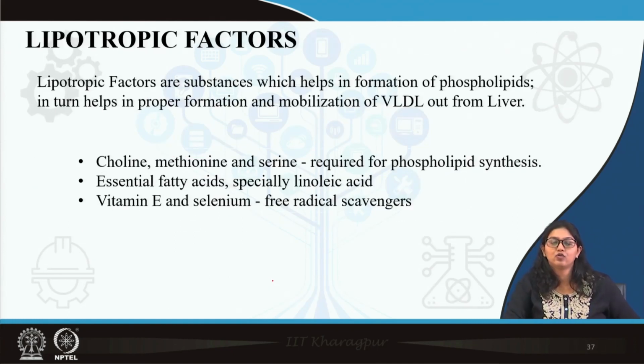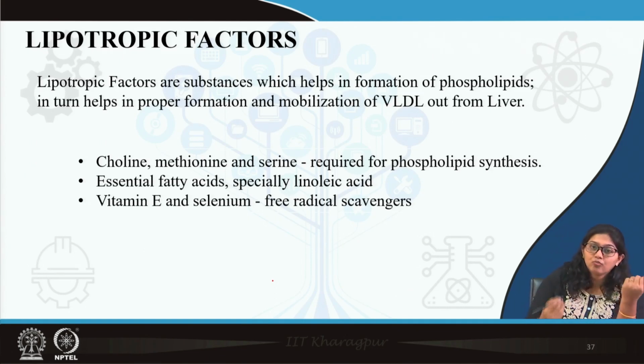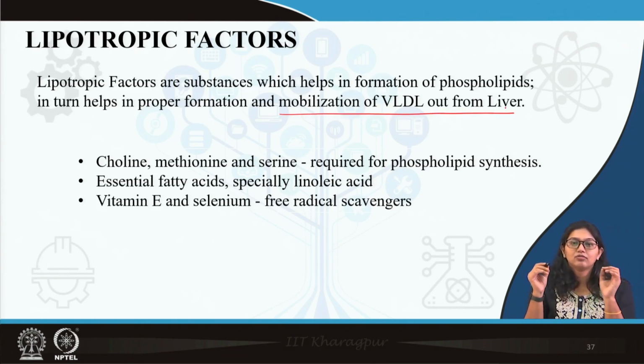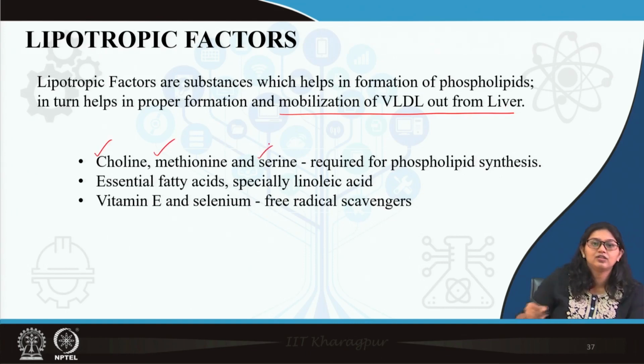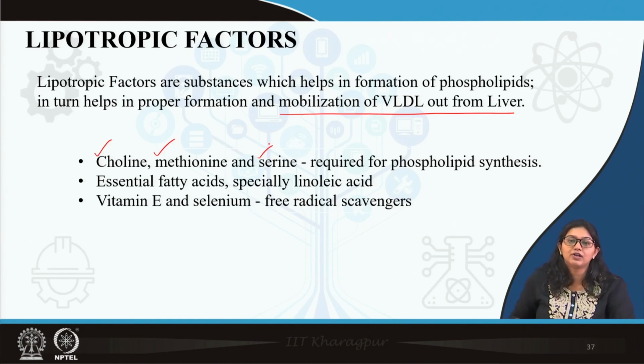Now, one very important term I have told, that is lipotropic factors, which can be defined as the substances which help in formation of phospholipid, and because they help in formation of phospholipid, they are very important in mobilization of VLDL from liver. What are the lipotropic factors? If you remember from the phospholipid synthesis class, choline, methionine, serine are the molecules important for synthesizing phospholipid. Choline for lecithin, phosphatidyl choline. Methionine is the methyl group donor, S-adenosyl methionine, to form phospholipid. Phosphatidyl serine is also one very important phospholipid. If these are deficient, adequate phospholipid cannot be formed.